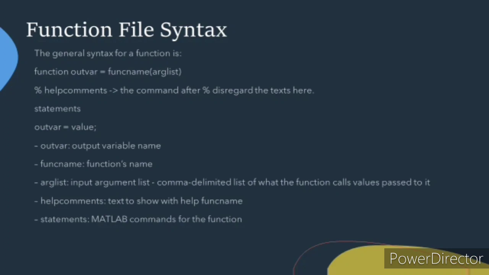Function file syntax. The general syntax for a function is function outvar = funcname(arglist). As you can see here, outvar is the output variable name, funcname is the function's name, and arglist is the input argument list, a comma-delimited list of the values passed to the function when it is called. Help comments are text to show with help funcname. The statements are the MATLAB commands for the function.